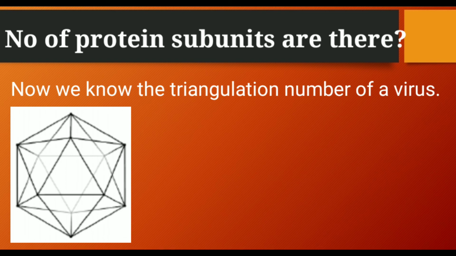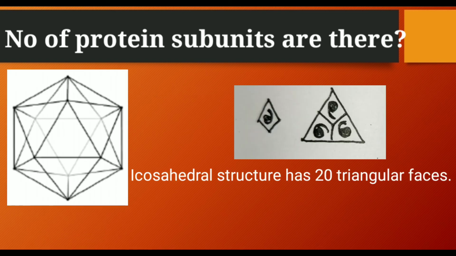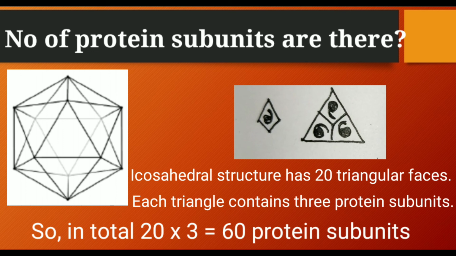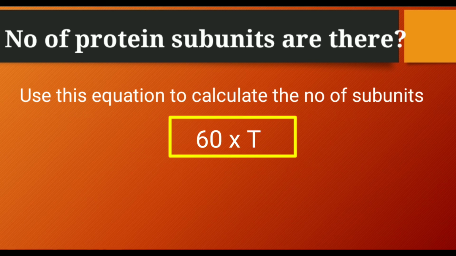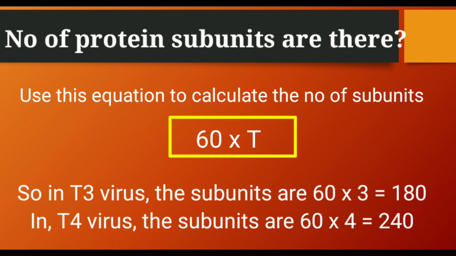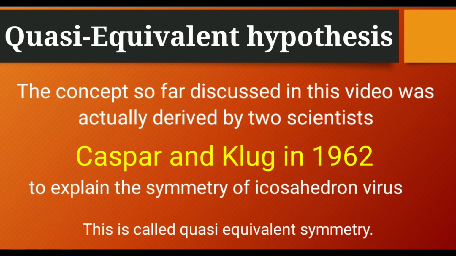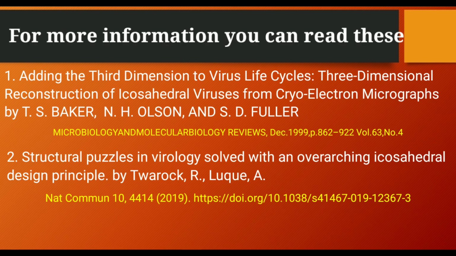In an icosahedral structure, there are 20 triangular faces, and in each triangle there are 3 protein subunits. So in total, 20 multiplied by 3, that is 60 subunits are there. Or you can calculate the number of subunits using this equation when the T number is known. So in a T3 virus, 60 multiplied by 3, or 180 subunits are there. This concept is called the quasi-equivalent structure and was developed by these two scientists.